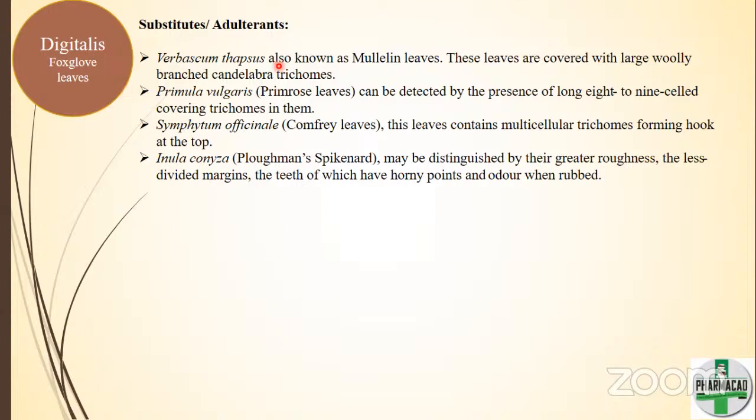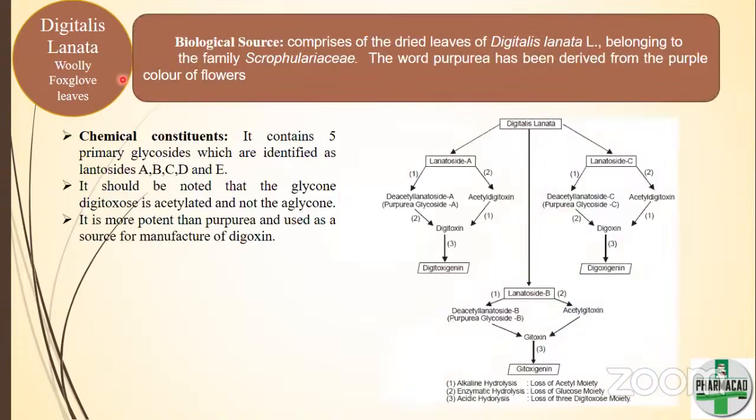Okay, so how they can be distinguished is also mentioned here. Basically you need to remember these are the adulterants and substitutes of digitalis. Next is Digitalis lanata.